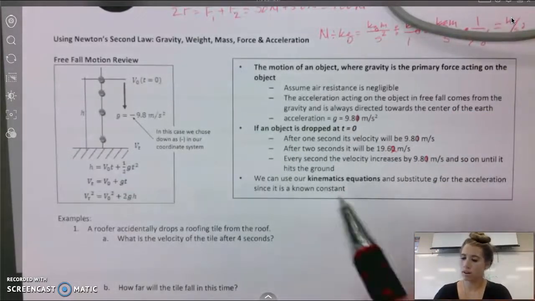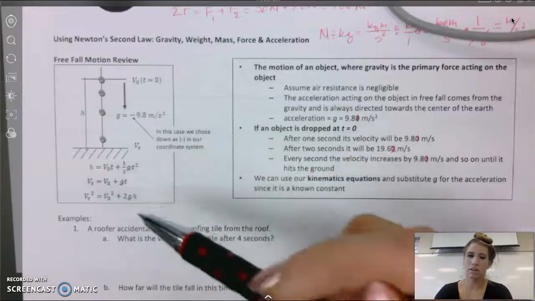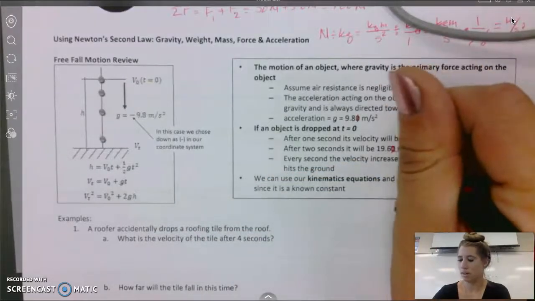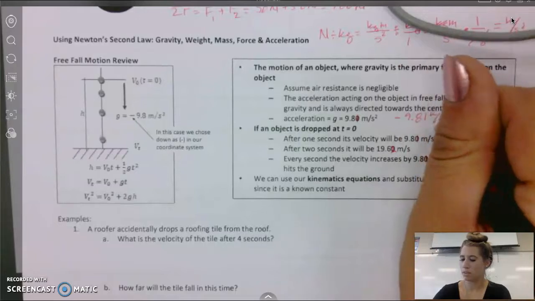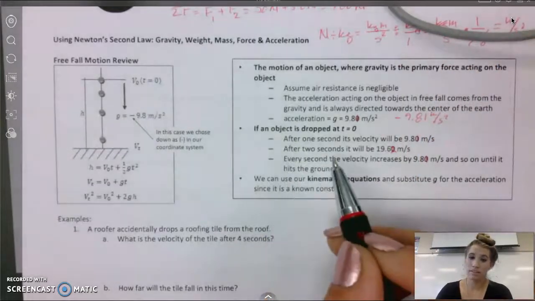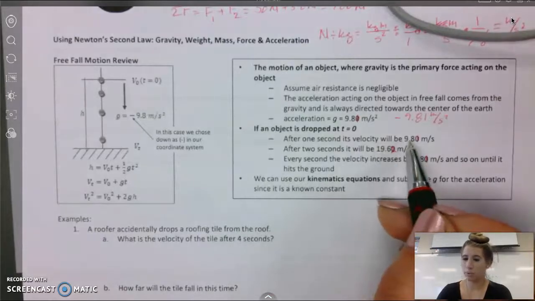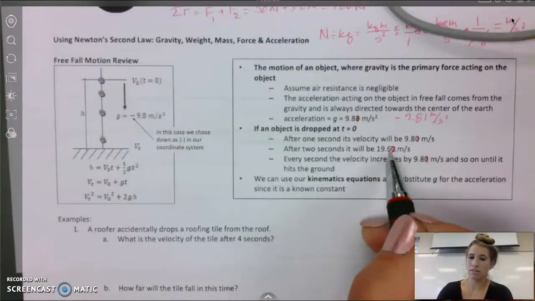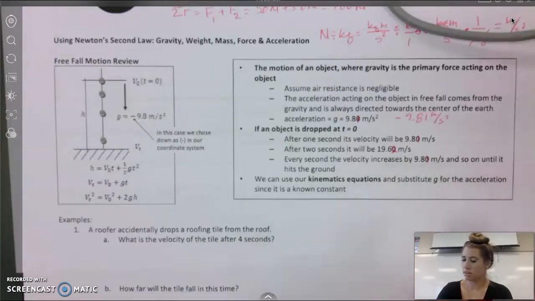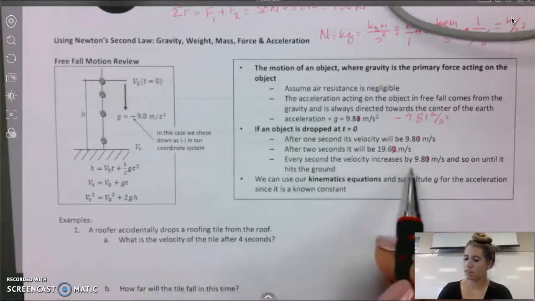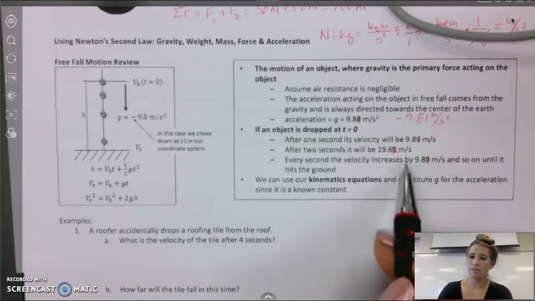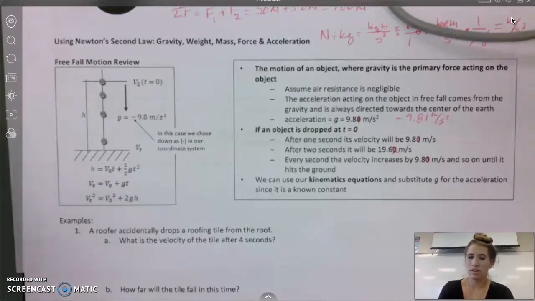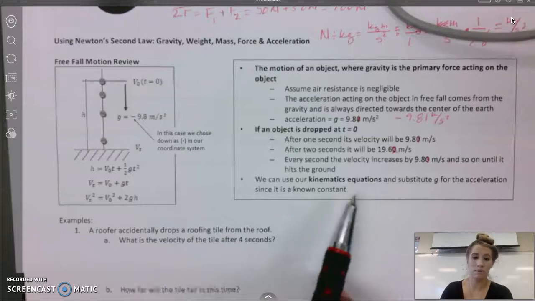So 9.81. Now, if we're calling going down towards the Earth the negative direction, then that acceleration would be negative 9.81 meters per second squared. So what we mean by this is after 1 second, its velocity will be 9.81 meters per second. And after 2 seconds, its velocity will be double that, 19.62 meters per second. Every second the velocity increases, we add another 9.81 meters per second. Okay? So it's that change in rate of the velocity. And we can use this information in our kinematic equations, and we have been doing that.